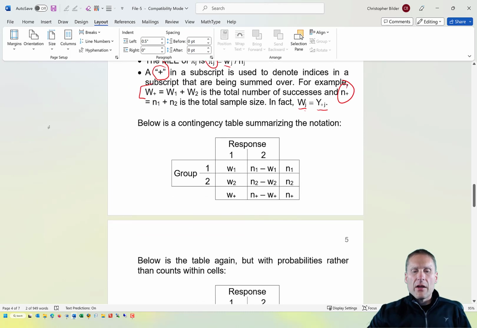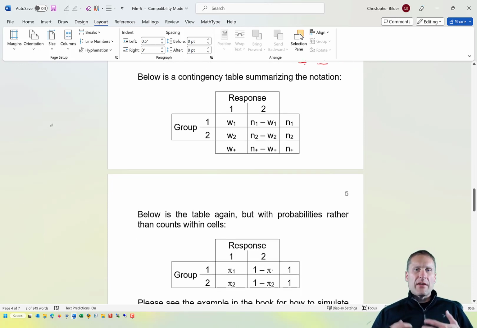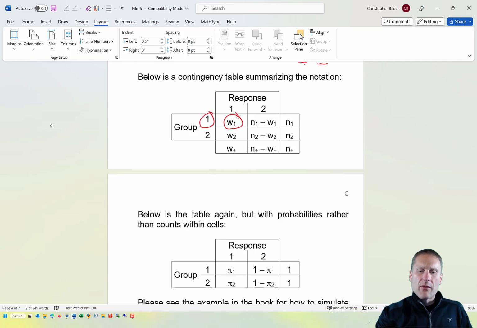Okay, so here's a contingency table that puts our notation in it. Given that you're in group 1, the number of people with response level 1, maybe like a success, is observed to be W1. Given that you're in group 1, the number of items that have response 2, maybe like a failure, is N1 minus W1. And you can see how some of these plus subscripts are being used here. If I add across all the W's there, I get W plus.